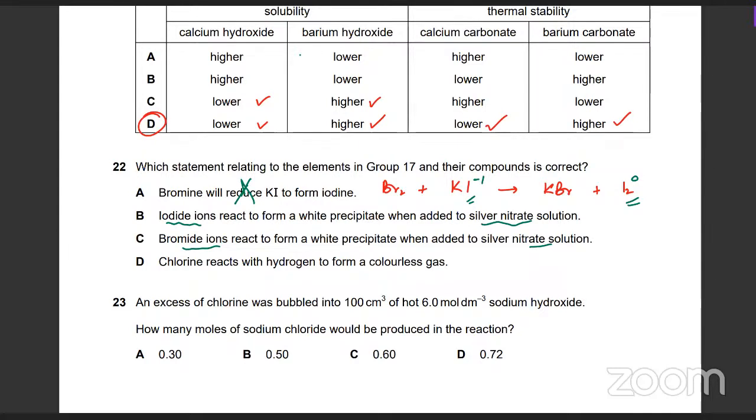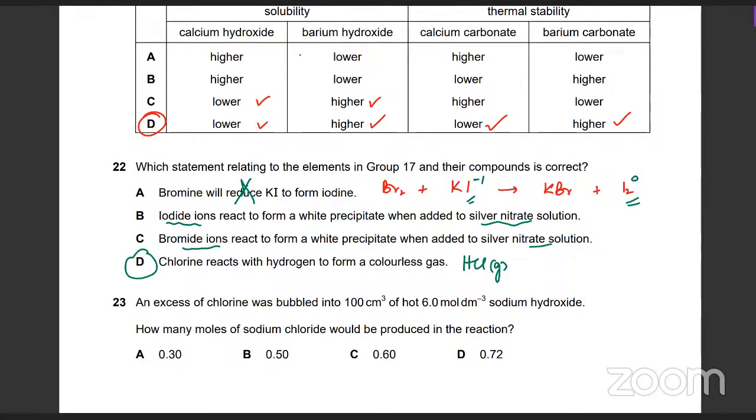That is chlorine reacts with hydrogen. The other ones are all incorrect, right? Bromide ions don't form a white precipitate either. So that's the only thing. HCl gas is going to be produced, which is going to give you D.